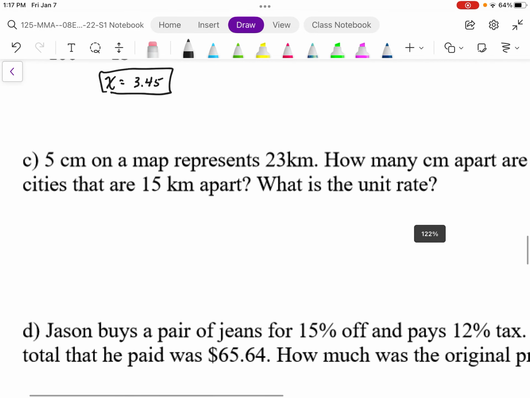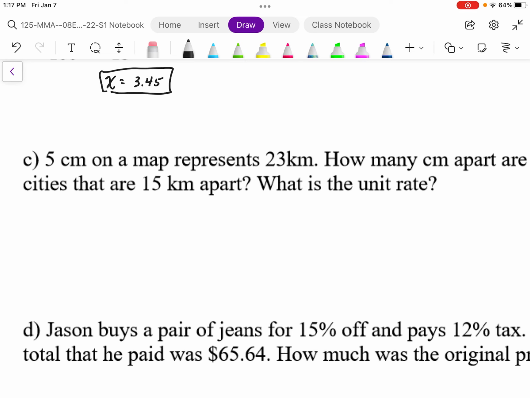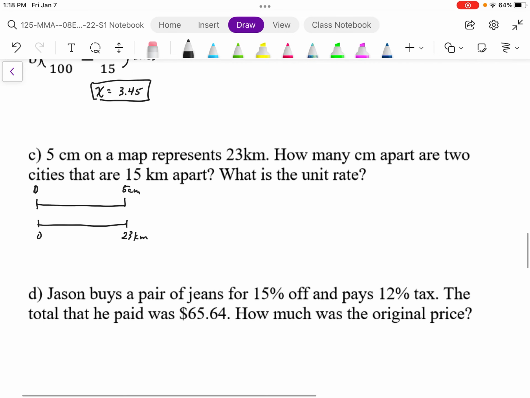Here, this proportional equation represents a map scale. So on a map, I've got 0 to 5 centimeters. And on that same map, that represents 0 kilometers to 23 kilometers. Okay, so when I have these parallel number lines, these are representing proportions. Okay, so I want to find out how many centimeters apart are the two cities that are 15 kilometers apart.